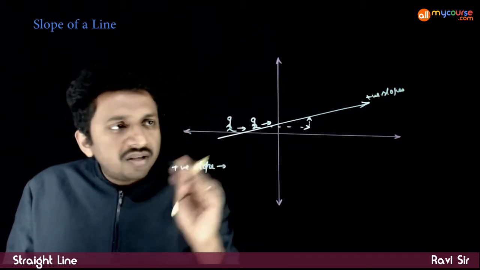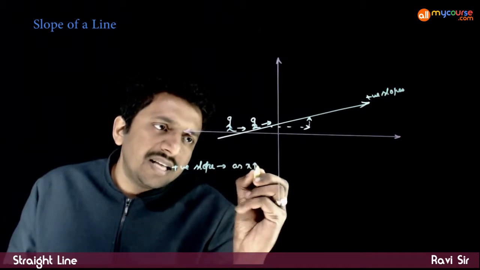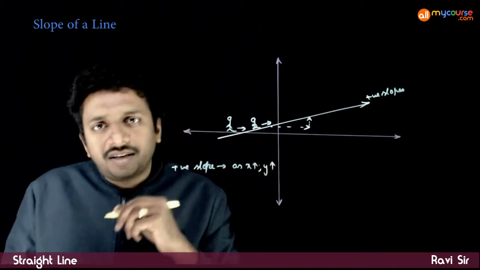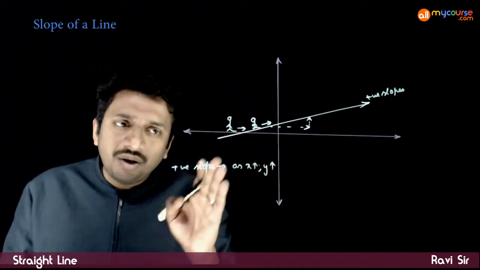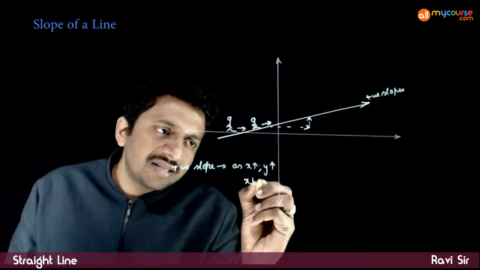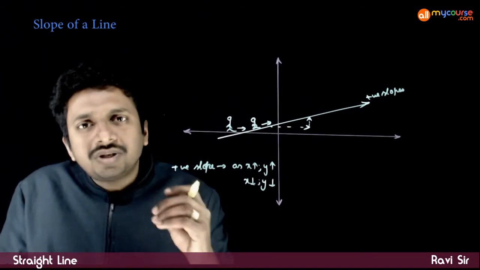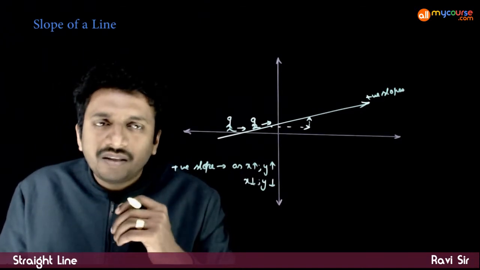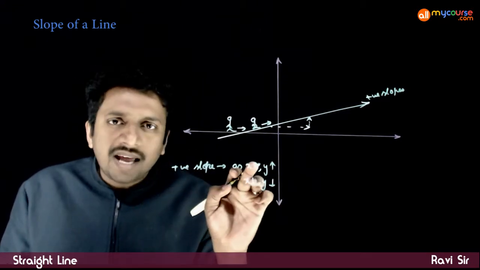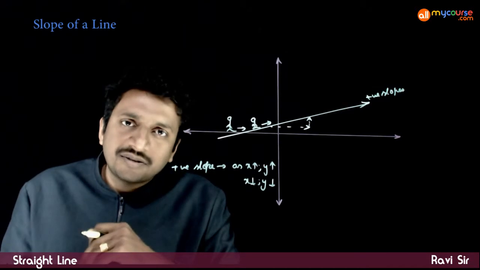Positive slope means if you move on this line, as x increases, y should also increase. That is the meaning of a positive slope. Or if x decreases, y should also decrease. So this is usually the convention that we follow. So the positive slopes are lines where x and y simultaneously increase or simultaneously decrease.